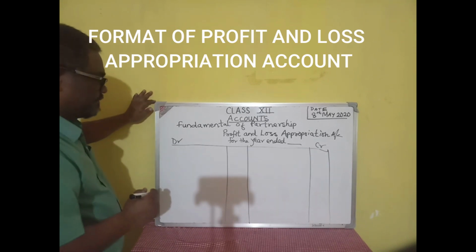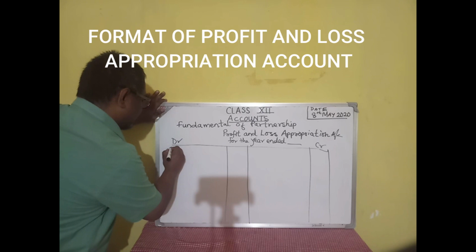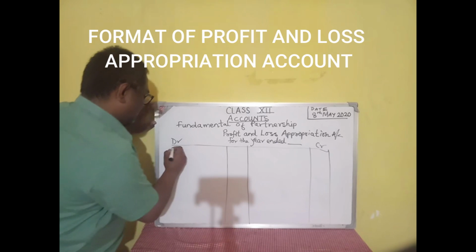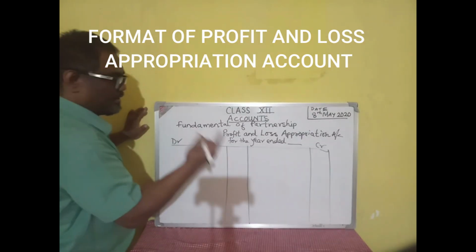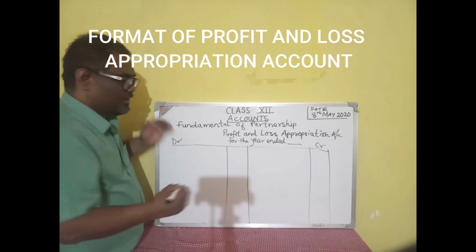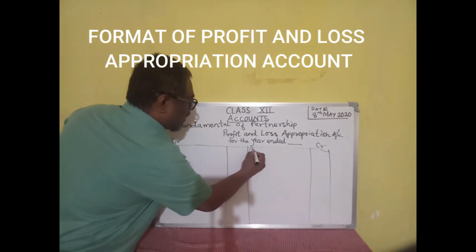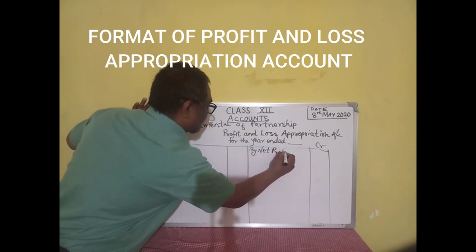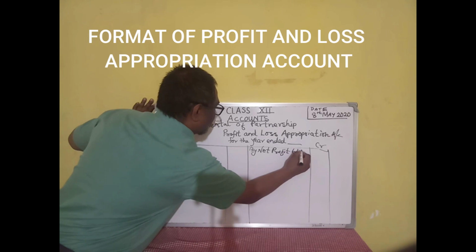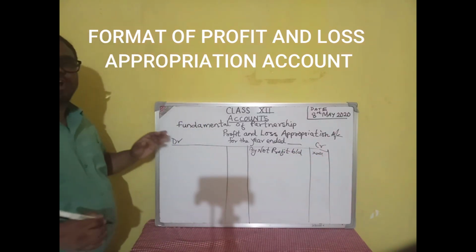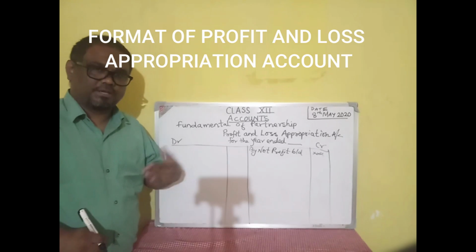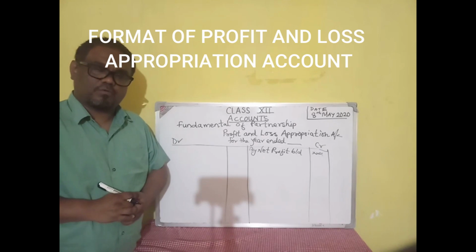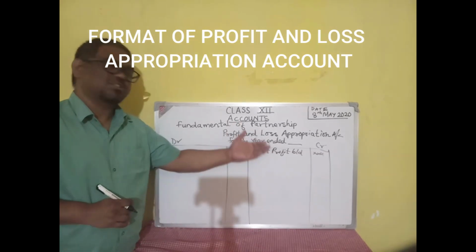So in the debit side, first of all, you have to bring down the net profit given in the question. So by net profit brought down, this is the net profit transferred from the profit and loss account. It will be given in the question. You will get this net profit from the question. Net profit transferred to the profit and loss appropriation account.